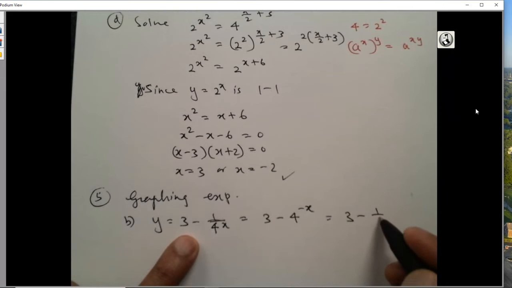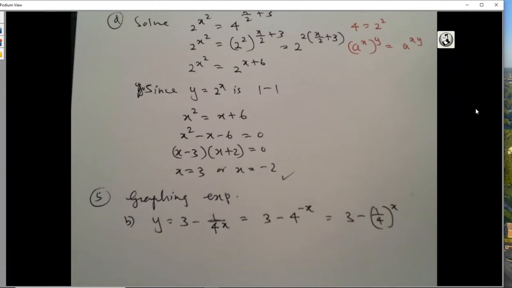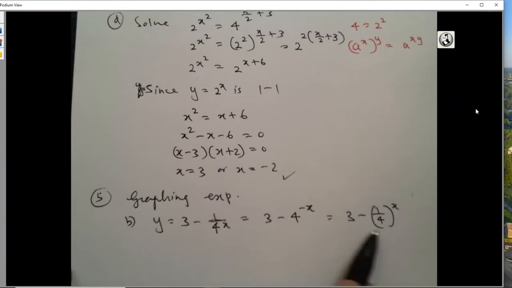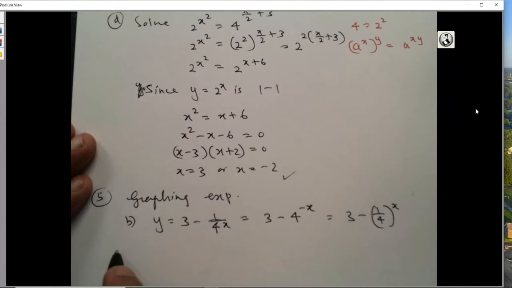We can write this one as 1/4 to the x power. If you do that, now you need only 2 steps, because we know the graph of this already. This is like y equals a^x, where a is a fraction, so it's a decreasing function. So we can stop, because you need 2 steps. So we're gonna go with that.